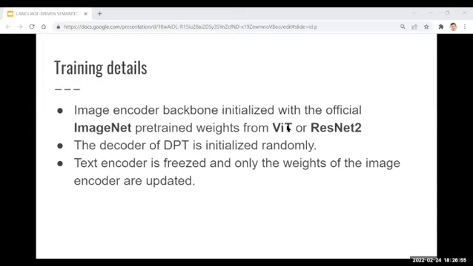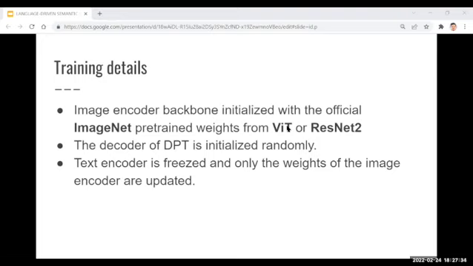Now for people who don't know, backbone here refers to the feature extracting network. It's called backbone because it's the essence, used to encode the network's input into some other representation. So the weights initialization is done using ImageNet pre-trained weights, and for the decoder of the DPT, the weights are initialized randomly.